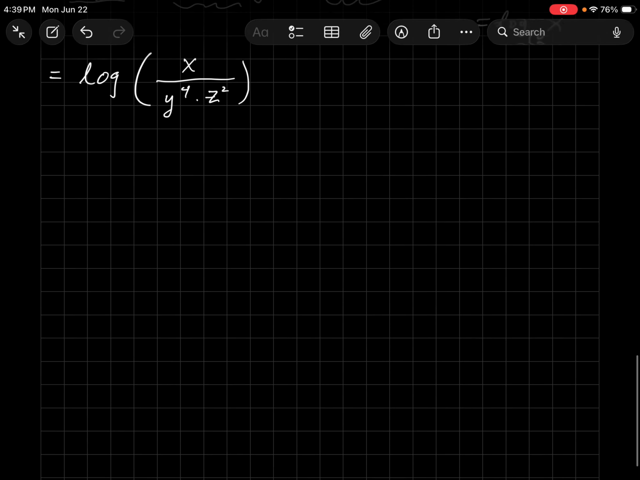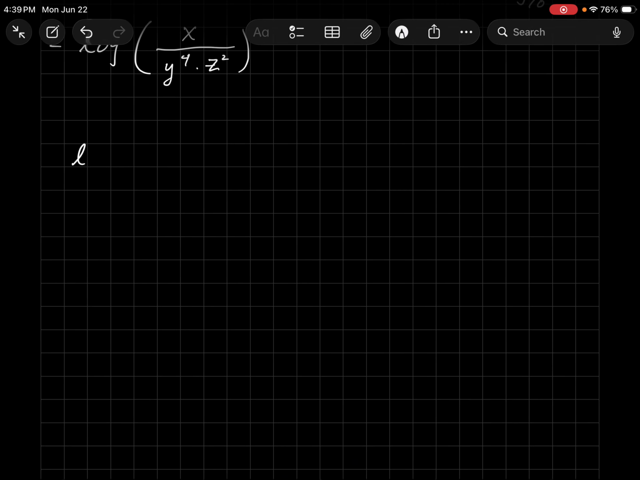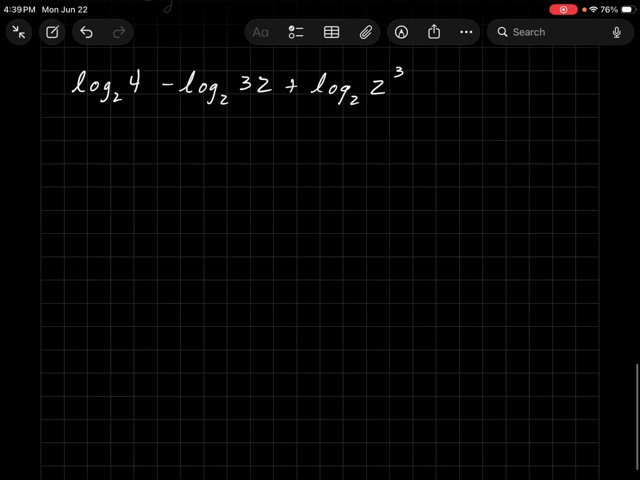Let's take a look at one final example here. Let's do the log base 2 of 4 minus the log base 2 of 32 plus the log base 2 of 2 cubed. Let's put this together into one logarithm and simplify it. Now I could just do the same thing as we did before, but instead of x, y's, and z's, I have 4, 32, and 2 cubed. But let's do something first.